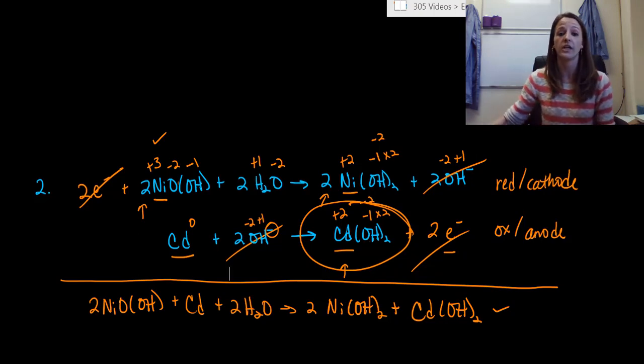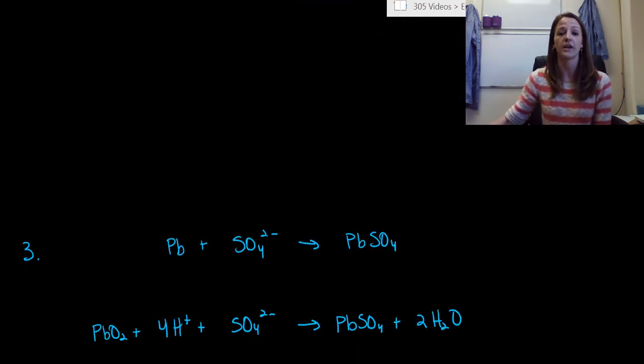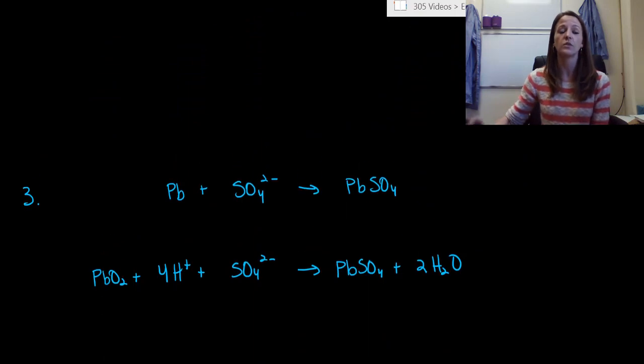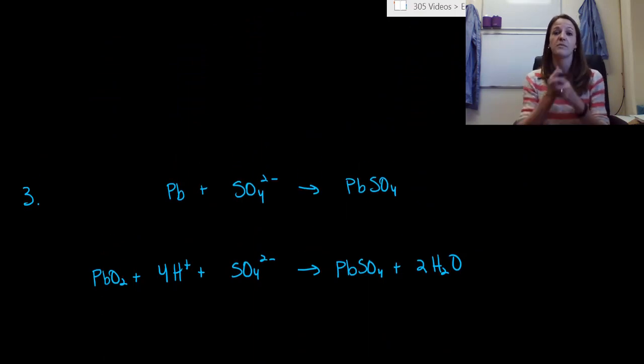All right, let's do one more together here. This would be our car battery, or our lead acid battery. So let's work through this one and just take a second, but do the same thing. I want to know anode, cathode, and net reaction. Go. All right, did you get an answer?